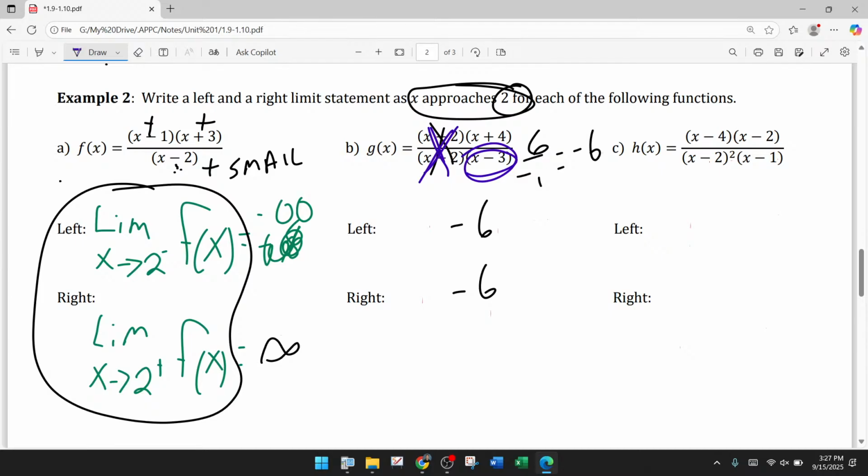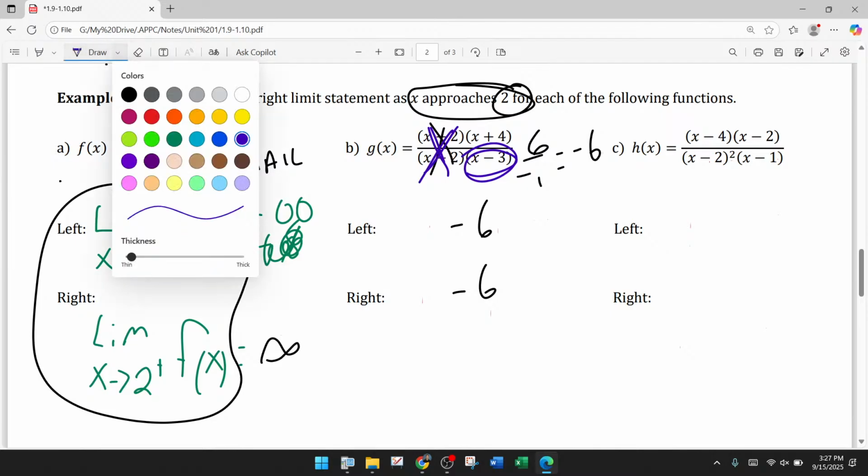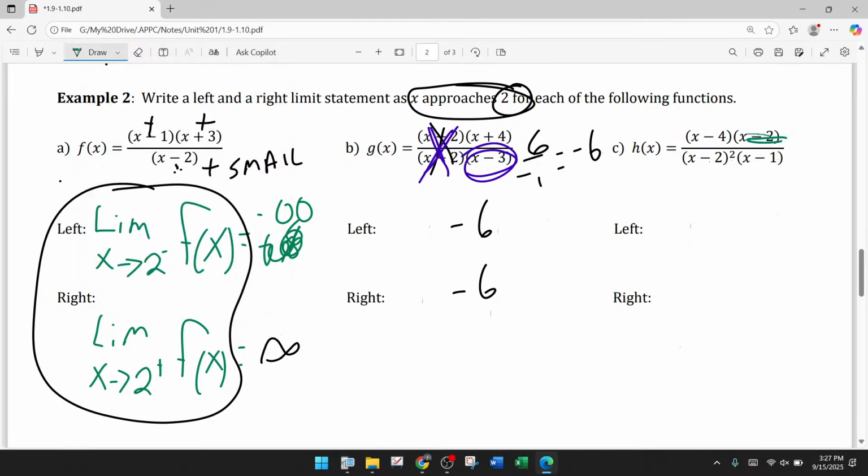Okay, so the last one. Let's look at the last one. Let's change colors again. Okay. So we got an x minus 2 and another x minus 2, but there's only one of them, so that still gives me a vertical asymptote. So I got a vertical asymptote at positive 2. I also have a vertical asymptote at positive 1, but they don't even care about that.